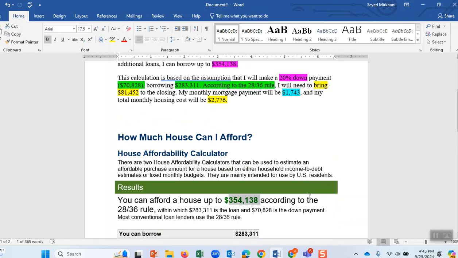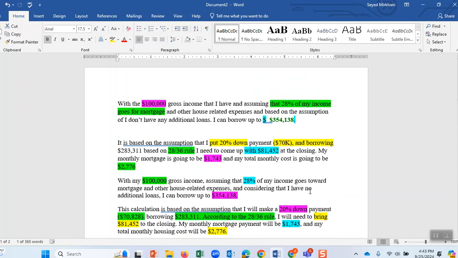During 2008, for example, the banks didn't use these calculators. What they did, do you remember we talked about 28%, 10%? They never looked at this number. They just gave money to everybody.